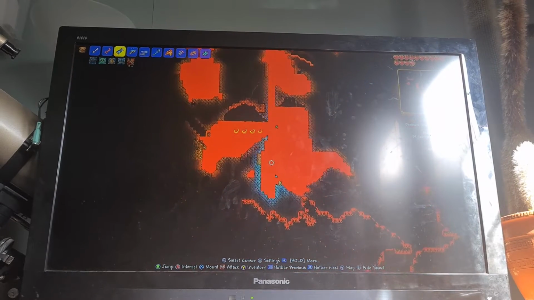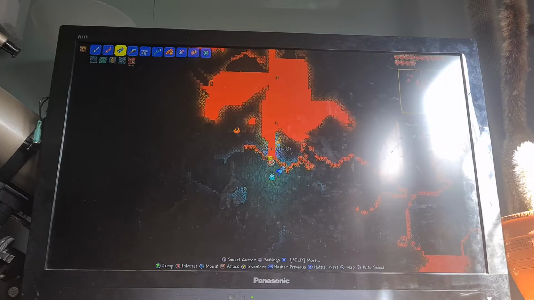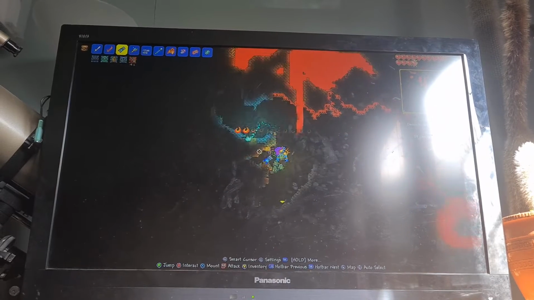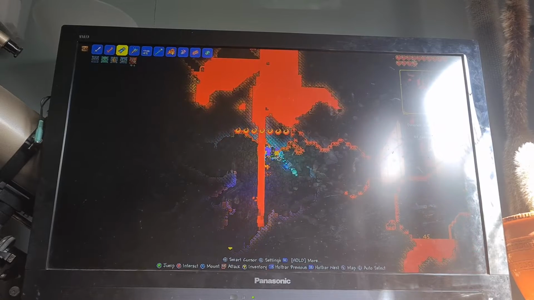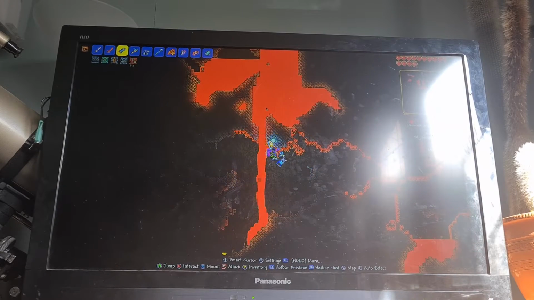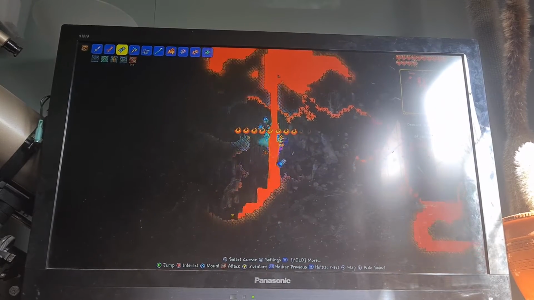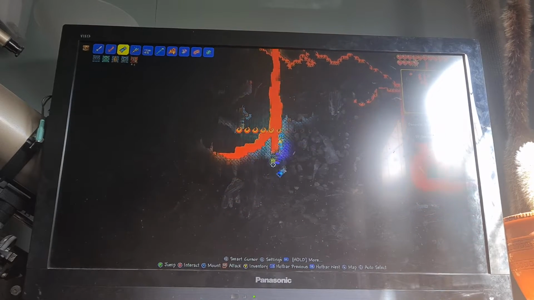So before people start spamming in the comments that I cheated, that is not classed as cheating. My old world got corrupted by the corruption, which is supposed to happen, but I didn't want it to happen.